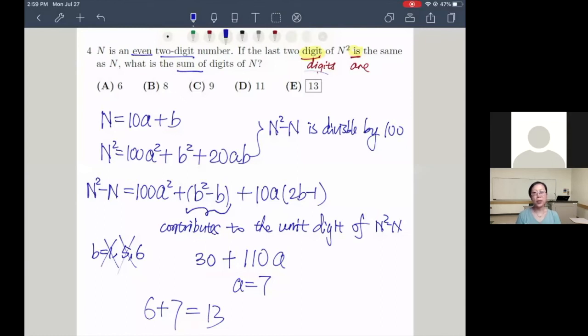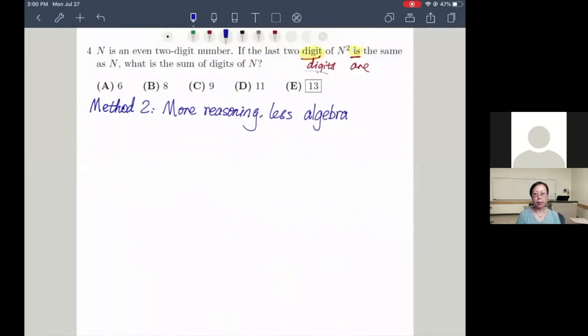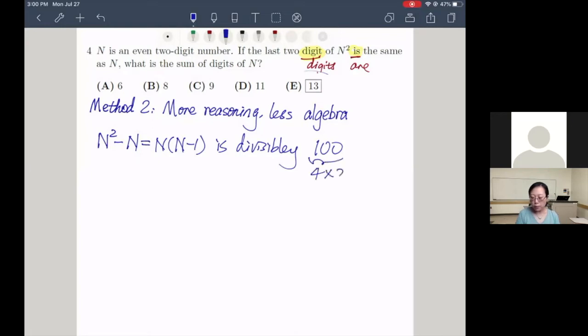In this method, we used a and b as variables. So next, we're going to present another method. In this method, we're going to use reasoning rather than algebra. Okay, so we know that the last two digits of n squared are the same as n, which means that the difference between n squared and n, which also equals n times n minus 1, is divisible by 100. We also know that n is an even number, which means that n minus 1 is odd.